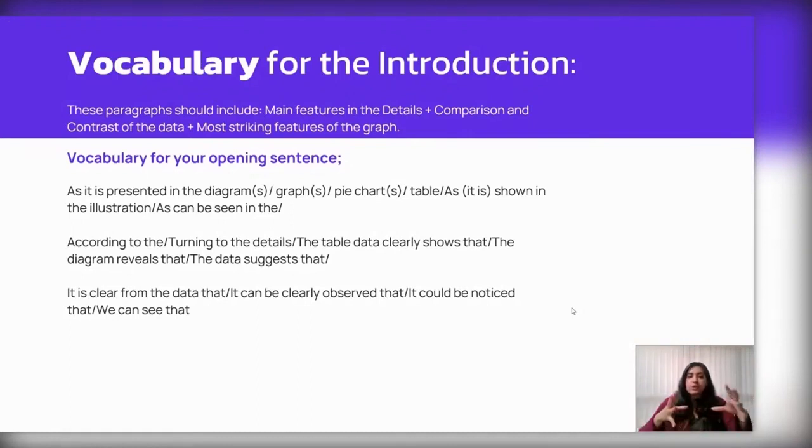Okay, so all this vocabulary, again, you don't have to memorize these. These are just some that can help you elevate your essay a bit more. Again, they have to work for the different type of question that you're going to get, but as a starting sentence, these should be fine.